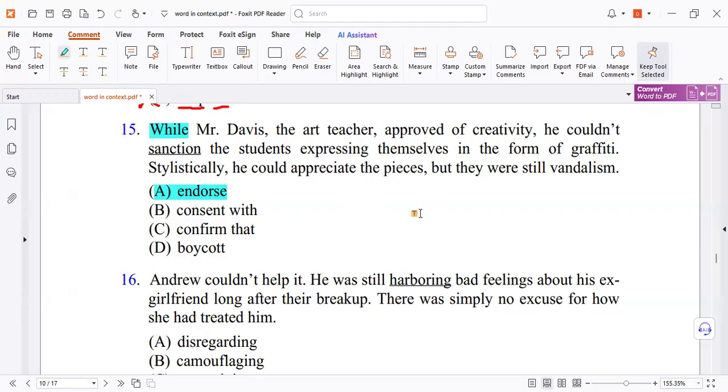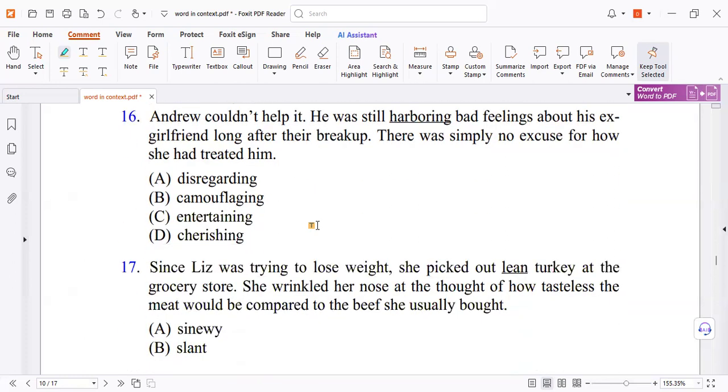Do you know it? Because here graffiti means just expressing your freedom through words and drawing, but not exaggerating. Because he said it's still vandalism, something bad, so he cannot accept it. That's why. So here sanction means to agree about something, to prove, to approve, right? And to boycott, of course, to stop buying something, does not make sense. That's why. How about number 16?